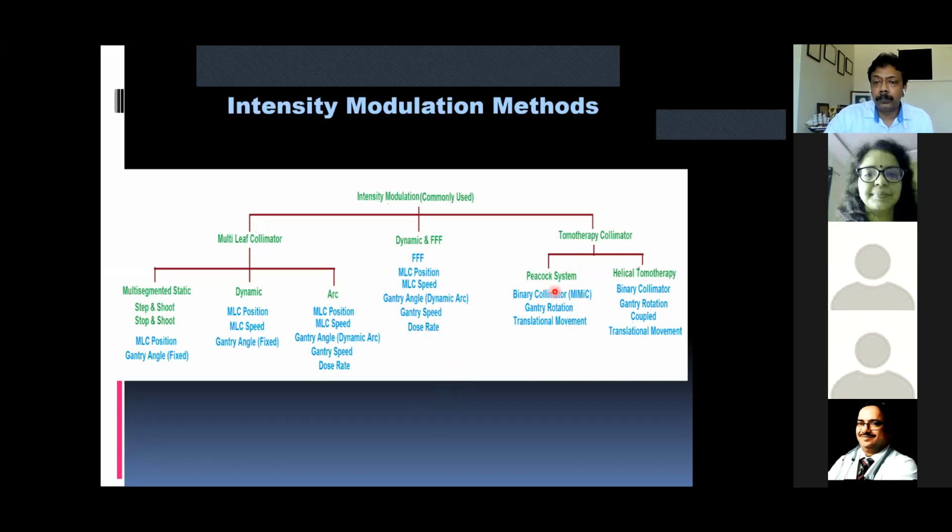In tomotherapy collimators, we have two types of tomotherapy. One is the Peacock system and another is helical tomotherapy. In the Peacock system, we have binary collimators, gantry rotation, and transverse translational movements. They are variables. And in helical tomotherapy, binary collimators and gantry rotations are coupled with translational movements. So we get a spiral type of movement in helical tomotherapy.